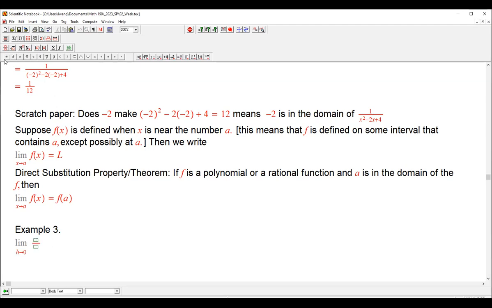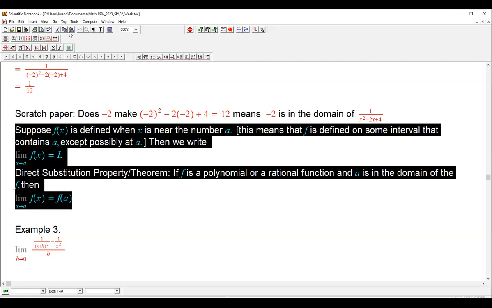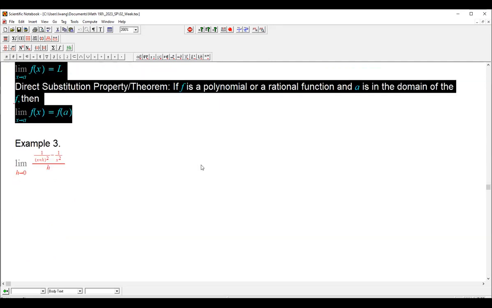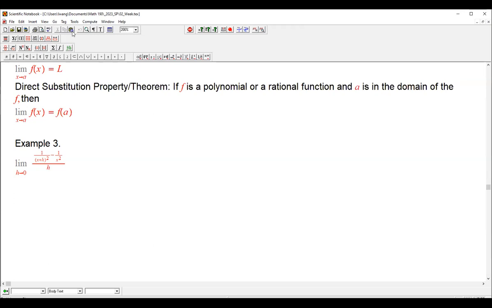And now we have a very special situation. We have (x plus h) squared minus 1/x squared, and the denominator is an h. Okay. We're going to take our definition and direct substitution theorem with us. Okay, we're going to need them, right?